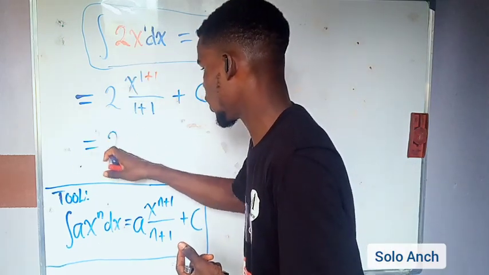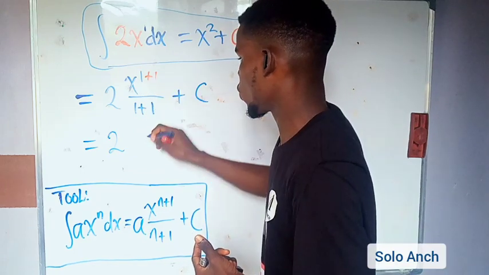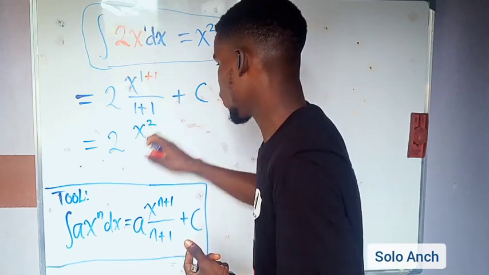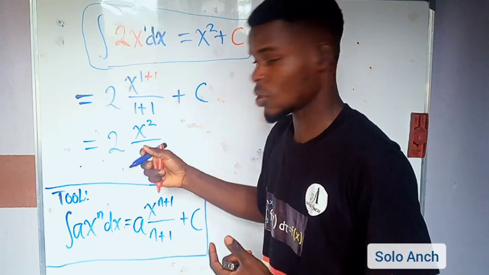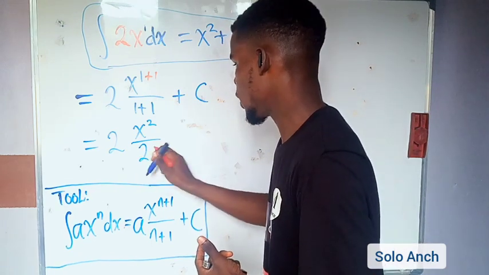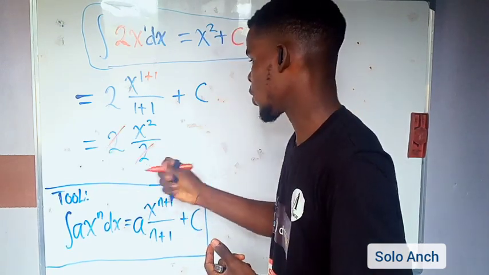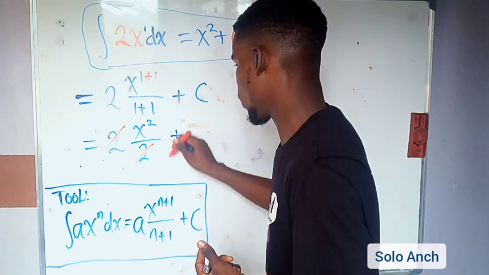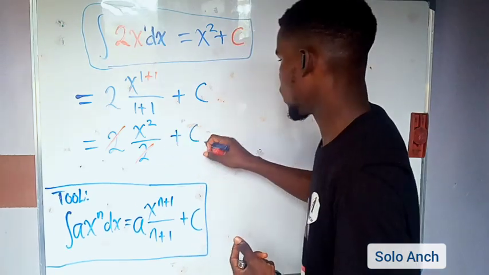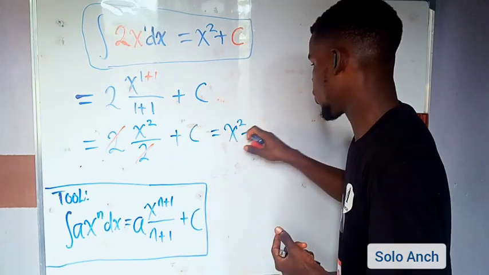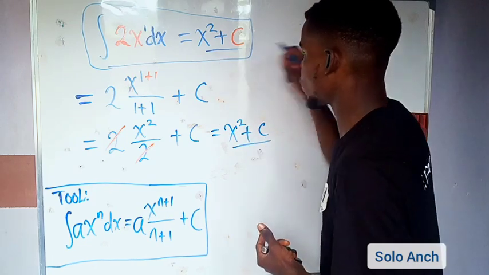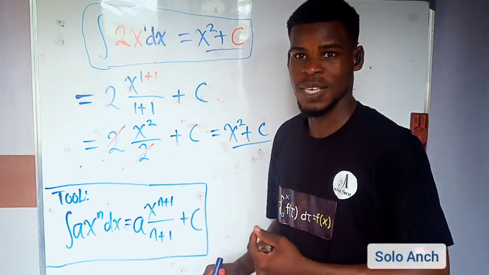Okay, so we have 2 here. Well, 1 plus 1 is going to be 2. That is x raised to the power of 2. We divide it by 1 plus 1, which is also 2 in the denominator. Notice that this and that will cancel each other out. And of course, you don't forget the arbitrary constant c. So we are only left with x squared plus c. And this is exactly what we were talking about, isn't it? That's very nice.